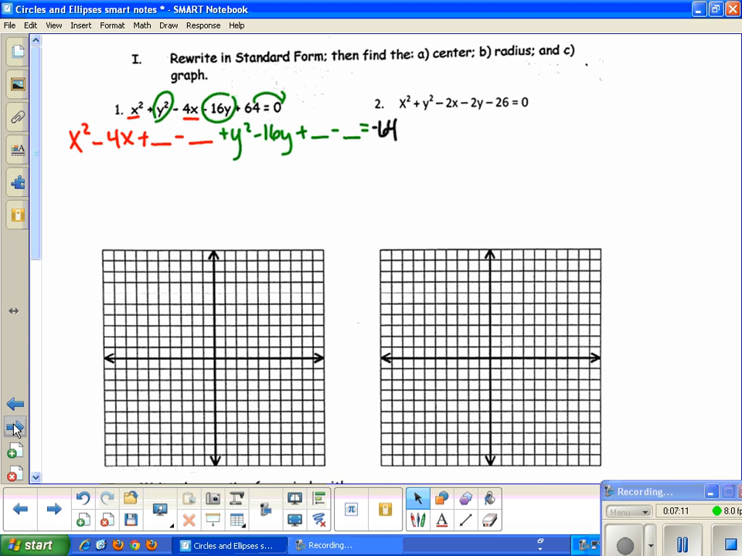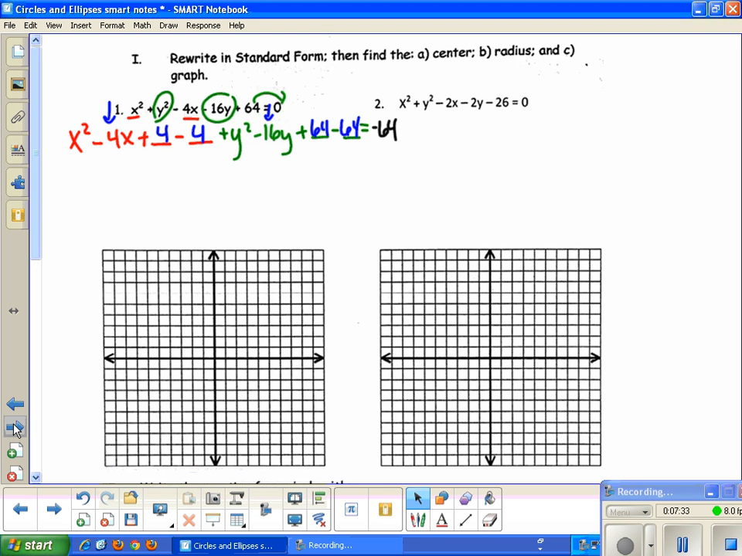So then the next step would be to complete the square. To complete the square for the first one, half of negative 4 would be negative 2, and negative 2 squared is just 4, so you're going to add and subtract 4. For the next one, half of negative 16 would be negative 8, and negative 8 squared would be 64.